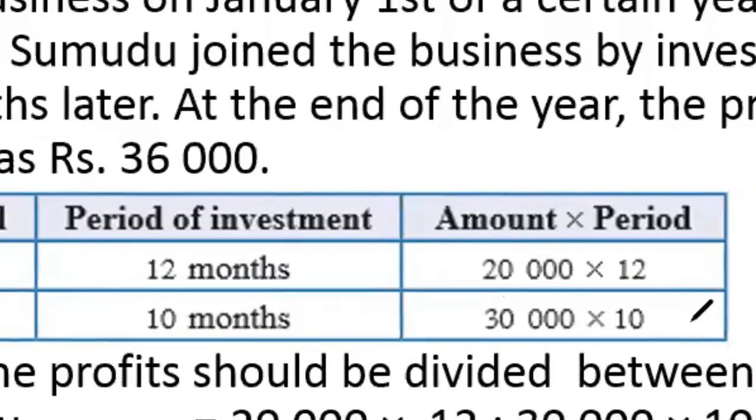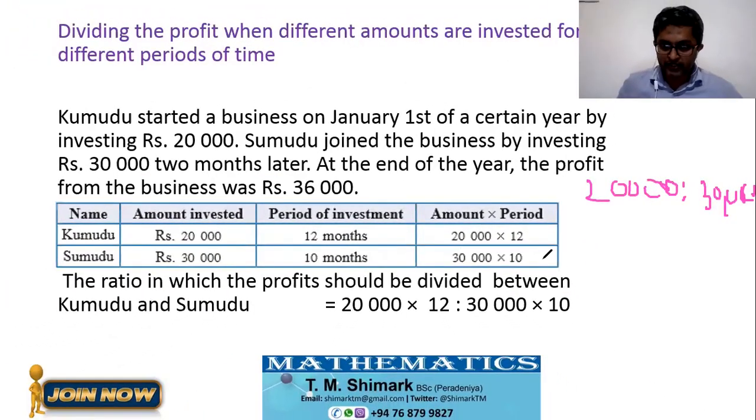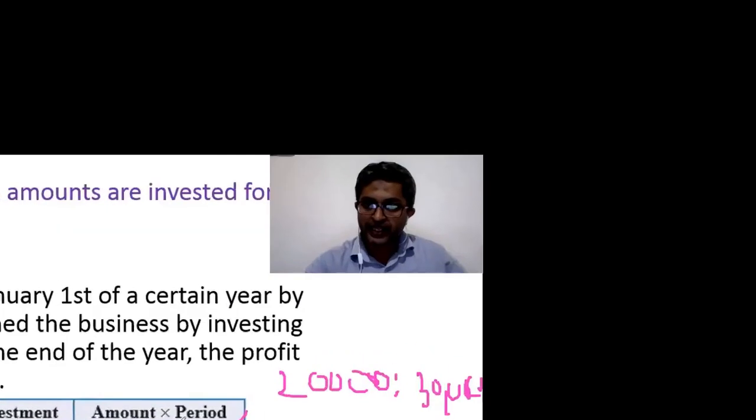Because business is about time, right? Profit is about time. So for the one person who was there 12 months, multiply that by the investment. Whoever the other person is, with less time, 10 months, 9 months, 8 months, whatever it is, multiply that by his or her investment. Then get the ratio between these two. That will be the ratio in which the profit has to be divided among them.